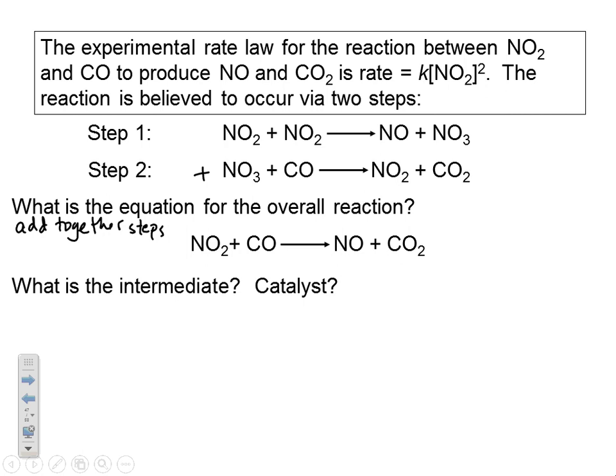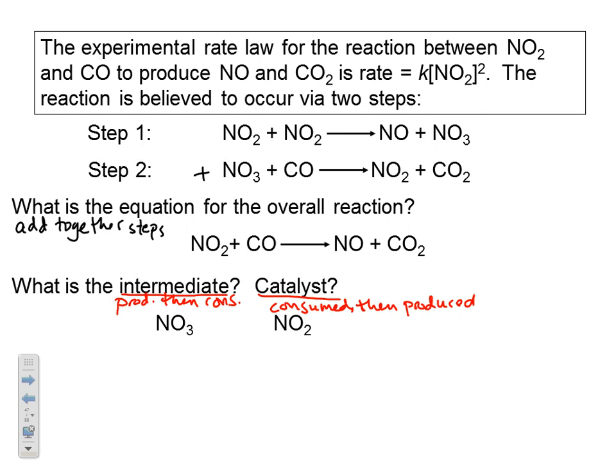What's the intermediate? What's the catalyst? Okay, well, an intermediate is produced and then consumed. So looking at this, produced early, consumed later, NO3 fits that description, right? Because the NO3 is made in step 1 and then it's used up in step 2. So NO3 is our intermediate. A catalyst is consumed early and then generated later. So looking at that definition, something that is used up early and that we get back later, NO2 fits that description, right? Because we use it in step 1 and then we regenerate it in step 2.